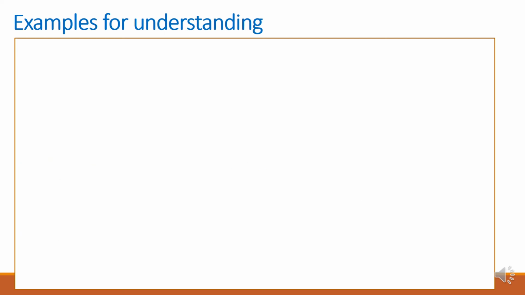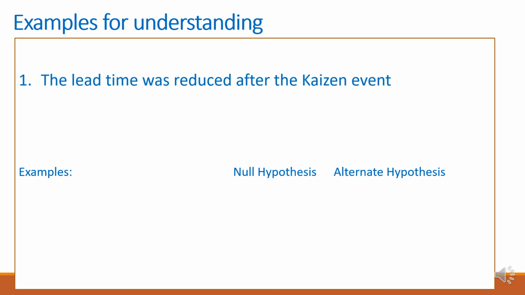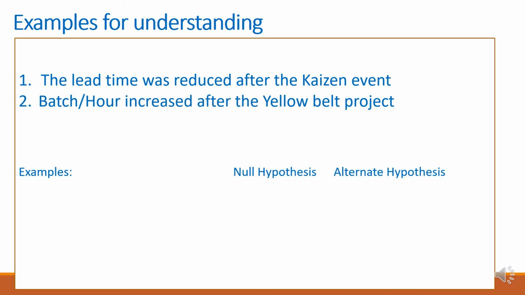Now we can see some more examples. You can just pause the video and write the null hypothesis and alternate hypothesis. The first one is the lead time was reduced after the Kaizen event, the second one is batch per hour, that means productivity increased after the LBL project, and the third one is the mean changed after improvement.